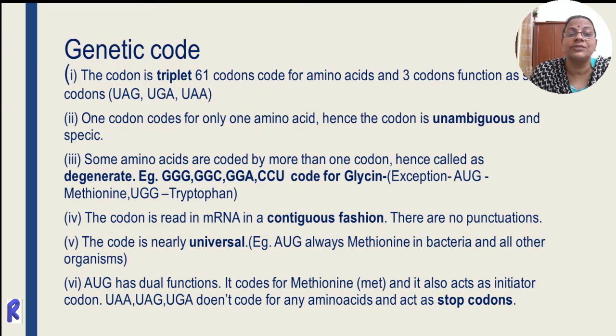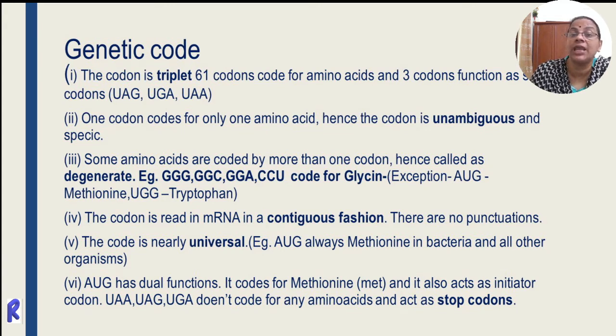The next one: the codon is read in mRNA in a continuous fashion. The polarity in mRNA is from 5' to 3'. From the 5' end, the first 3 bases code for the first amino acid, the second 3 code for the second. There is no gap, no punctuation, no comma. So it is read from 5' to 3' in a continuous manner, the first 3 for the first amino acid, the next 3 for the second, and so on. That is how it was deciphered.